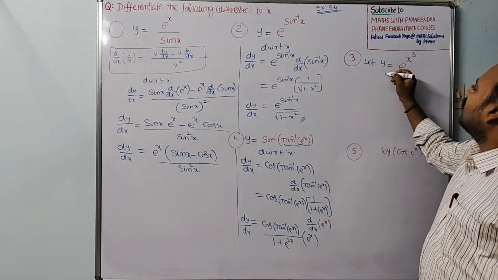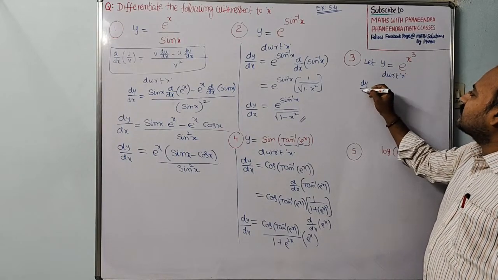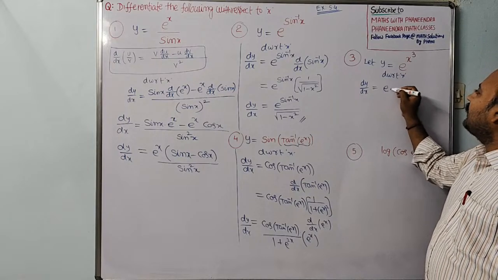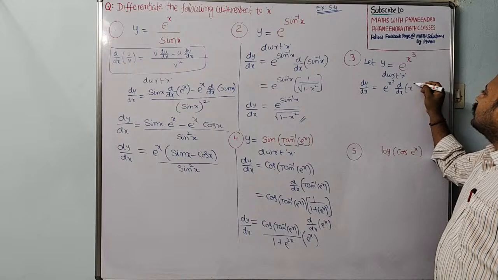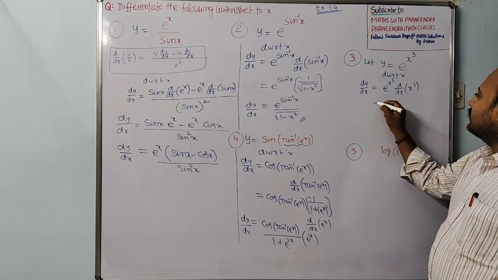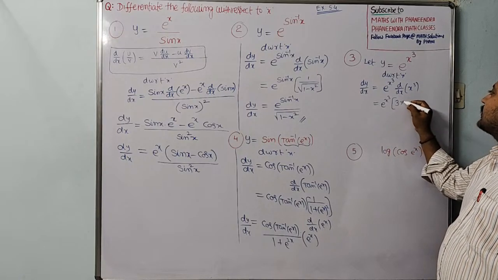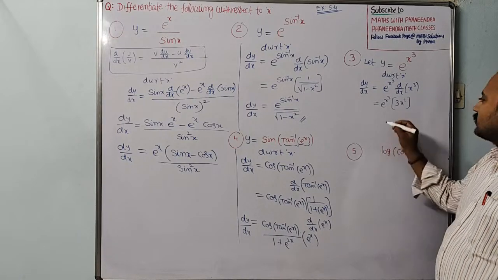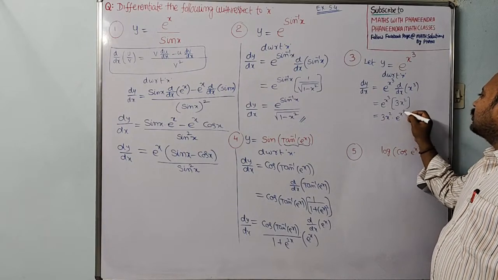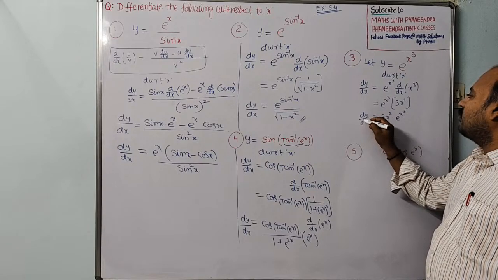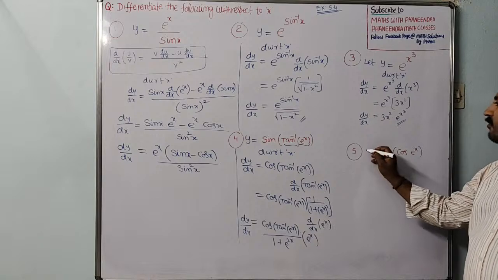x cube. So differentiate with respect to x, dy by dx equal to e power x cube into d by dx of x cube. Which is equal to e power x cube into d by dx of x cube is 3x square. So we can simplify 3x square into e power x cube. This is the value of dy by dx.